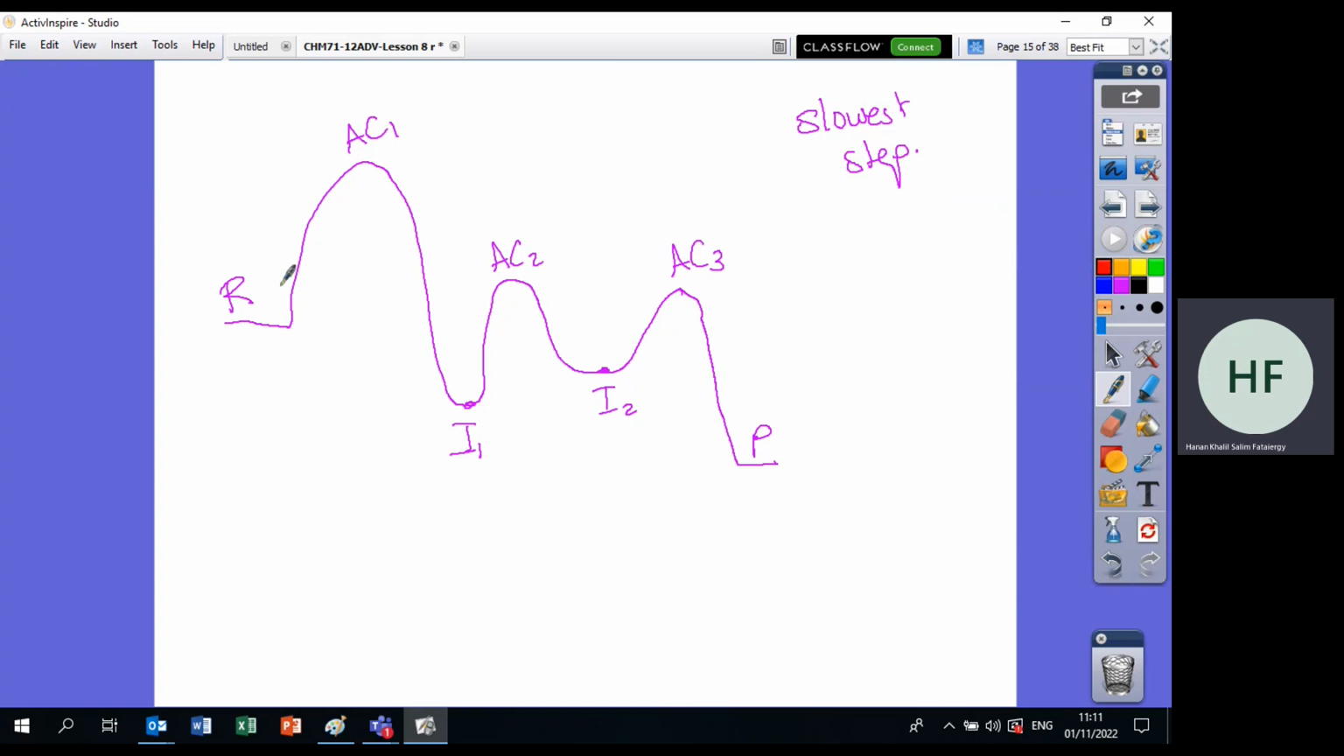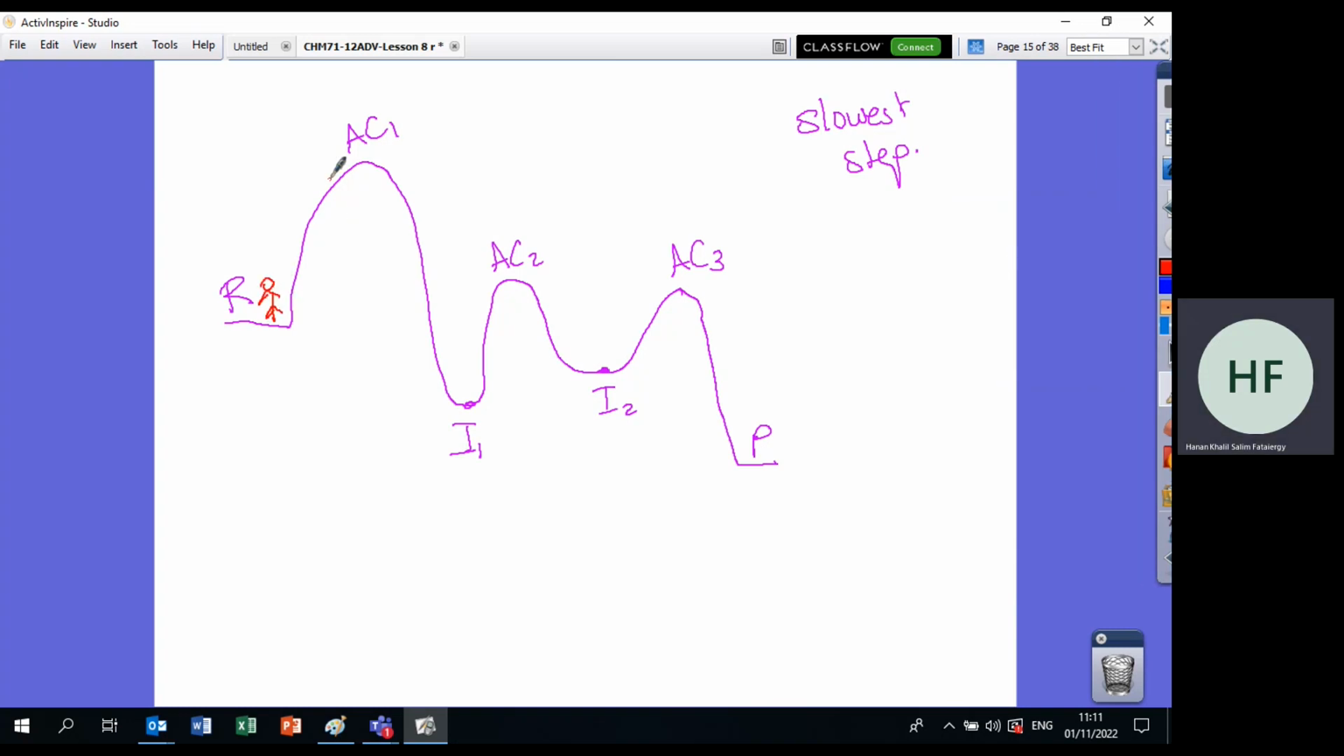Okay, step 1. This is you, and this is your house. In order to reach your house, you have to go all this distance. Now, in the second step, this is you, and this is your house, and you need to go all this distance. This is the activation energy, okay? And in step 3, this is you, and this is your house, and you need to go all this distance.